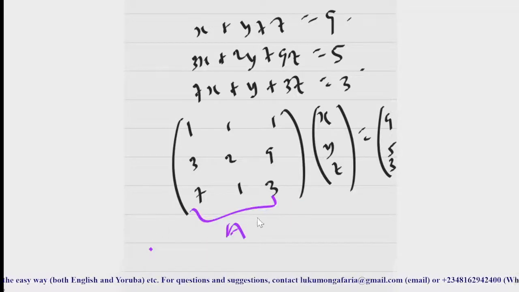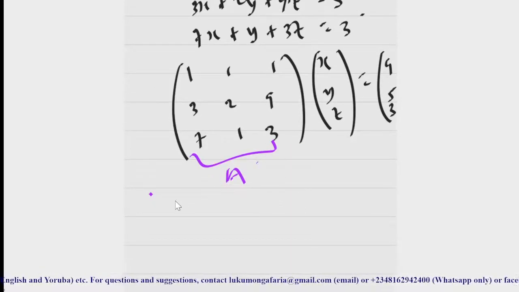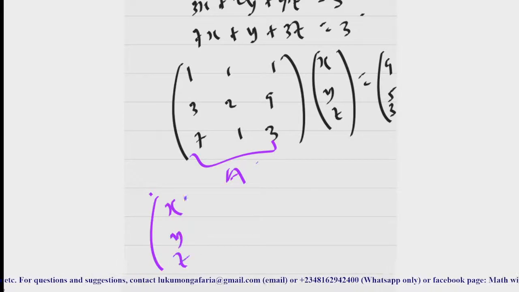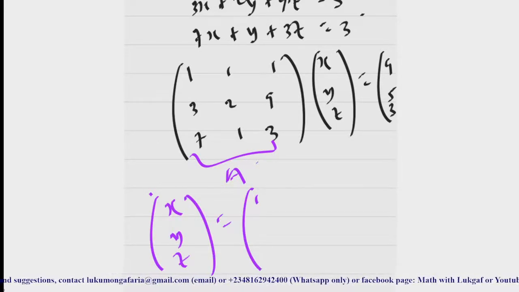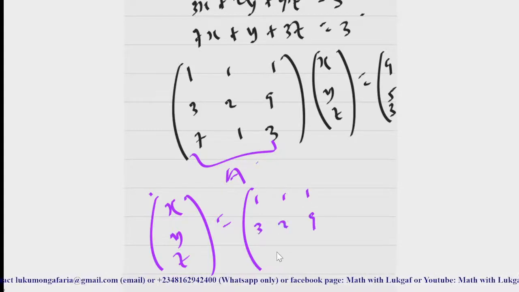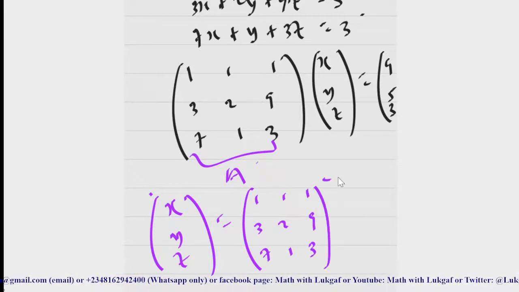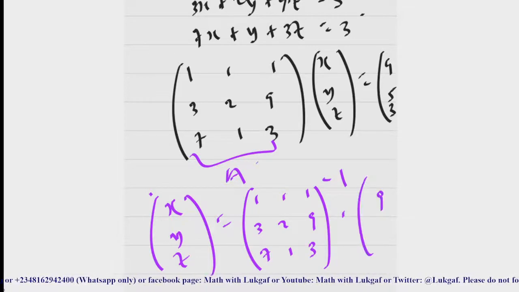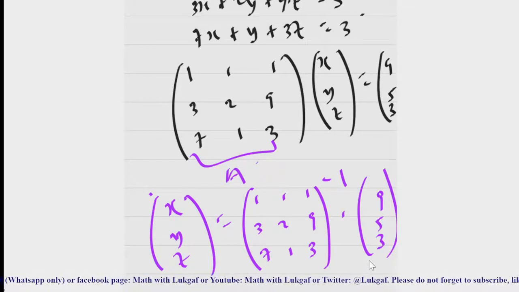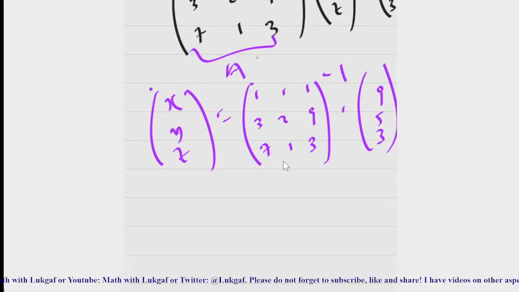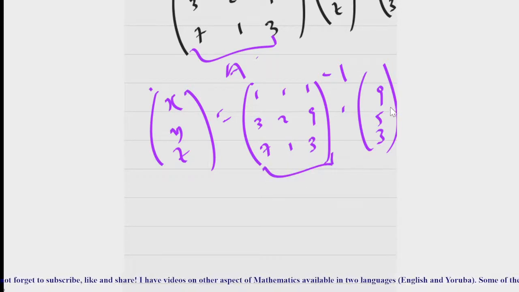Once you are able to establish that, you can find the inverse of this. You know this is your A now, right? Then you now find the inverse of A. So then your x, y, z will now be the inverse of this guy, 1, 1, 1, 3, 2, 9, 7, 1, 3. After finding the inverse, you multiply it by 9, 5, 3. I give you this as a challenge. So go there. If you don't know how to find the inverse of a 3 by 3 matrix, refer to my video on adjoint of a matrix and how you can find the inverse of a 3 by 3 matrix. Immediately you find that, just multiply it and that will give you the values of your x, y, and z.